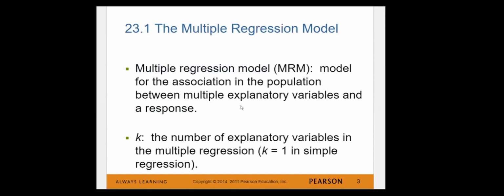So basically, what's the difference between simple regression and multiple regression model? In simple regression, you have a one-on-one analysis of relation. In multiple regression, you have multiple explanatory variables associated with one response variable. What does K represent in this book? The number of explanatory variables we use in our multiple regression is represented by K. If K is 1, of course, you have one IV, one explanatory variable, and that's a simple regression model.